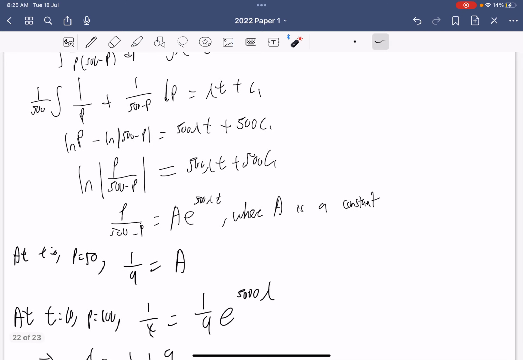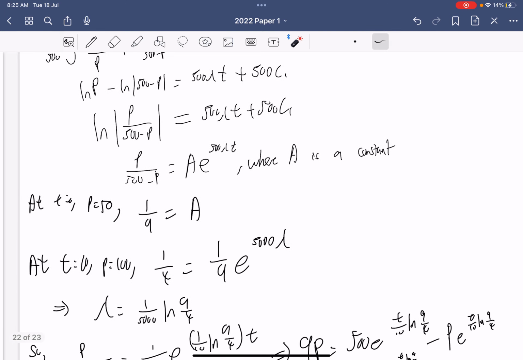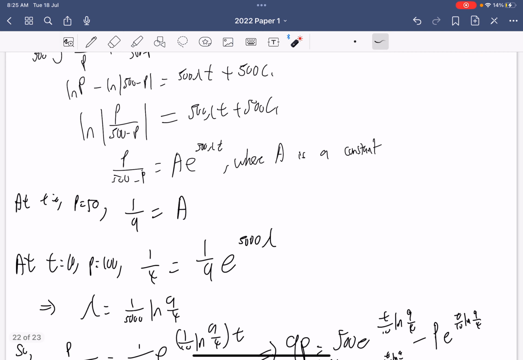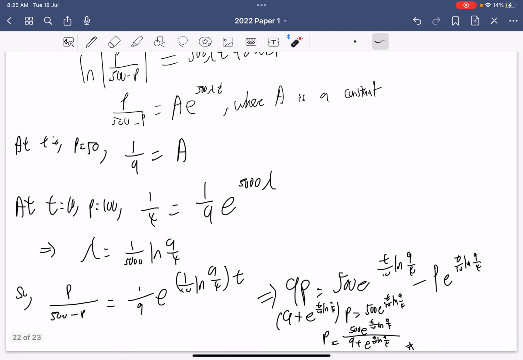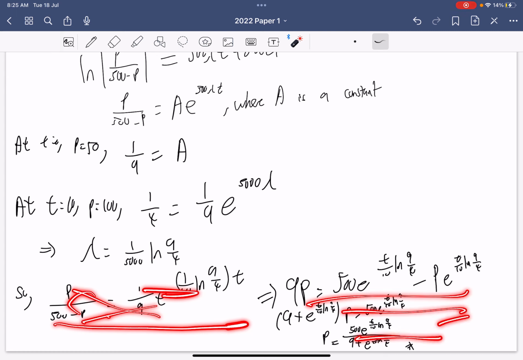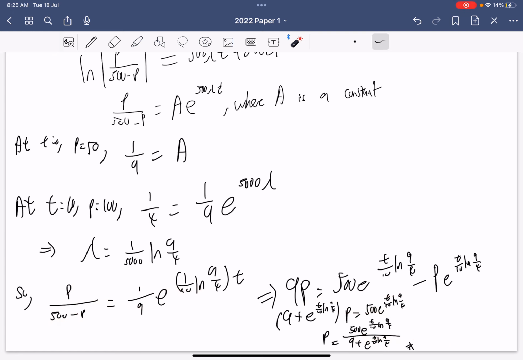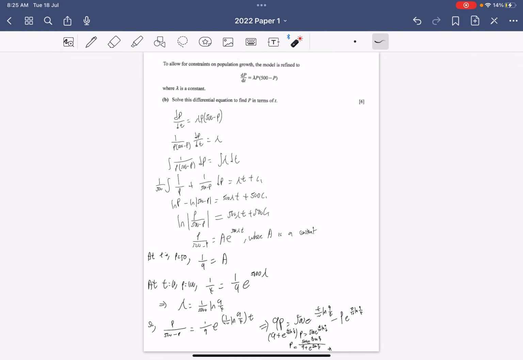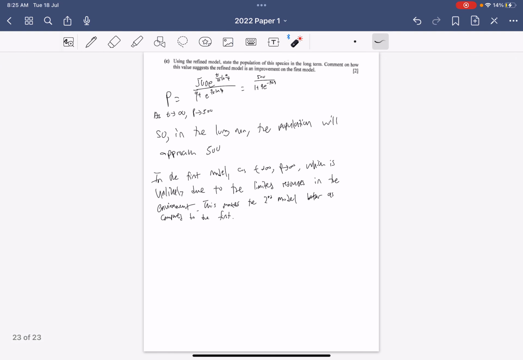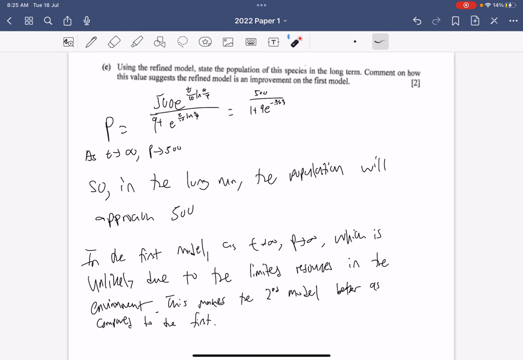And with that, you are able to solve again for A and lambda. And when you solve it, you are able to get this as the equation. Now all you need to do is cross multiply and simplify to get an equation in terms of P and t only. And for the last part, it just tells you to state whether and comment on how the refined model is actually a better one. And how does the population vary in the long run for the refined model?